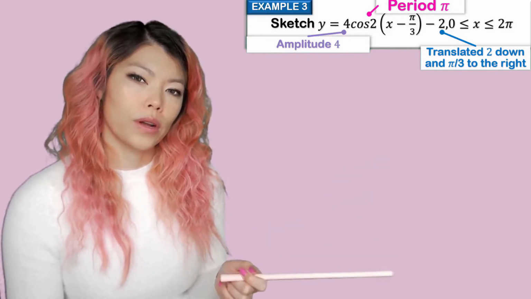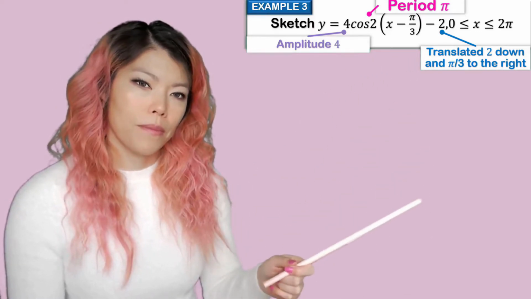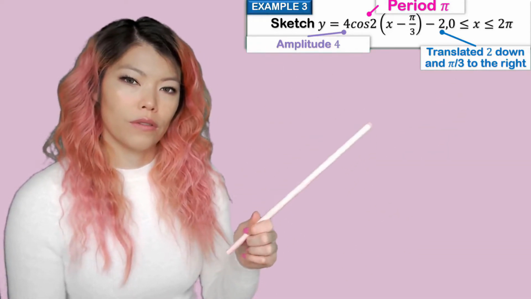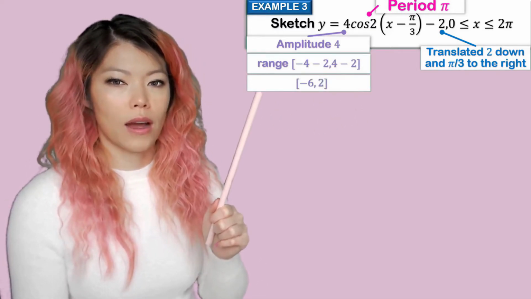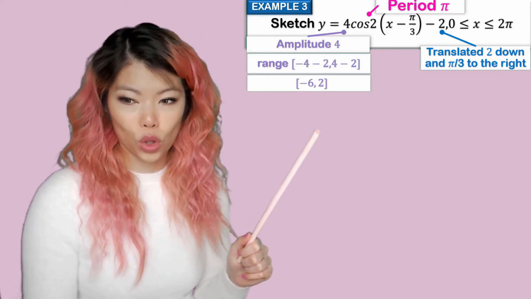4 means we're going up 4 and minus 4, but because we are translating up and down, we're translating 2 down, we have to subtract 2 from those values. So it'll be minus 4 minus 2 and 4 minus 2. So our range is minus 6 to 2.